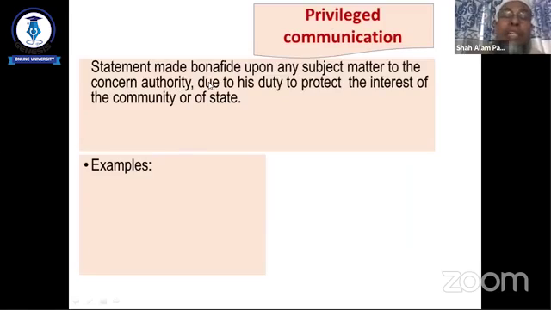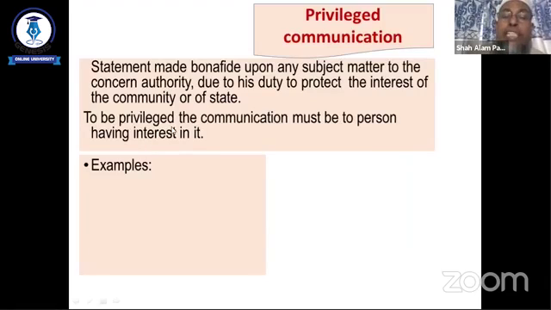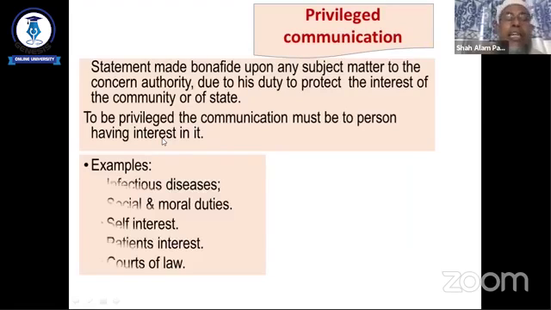Due to your duty, that is the doctor's duty, to protect the interest of the community or the state. To be privileged, the communication must be with a person having an interest in it. Now come to the examples. There are 5 on infectious disease. These are social and moral duties for self-interest, for patient interest, and if asked by the court of law.